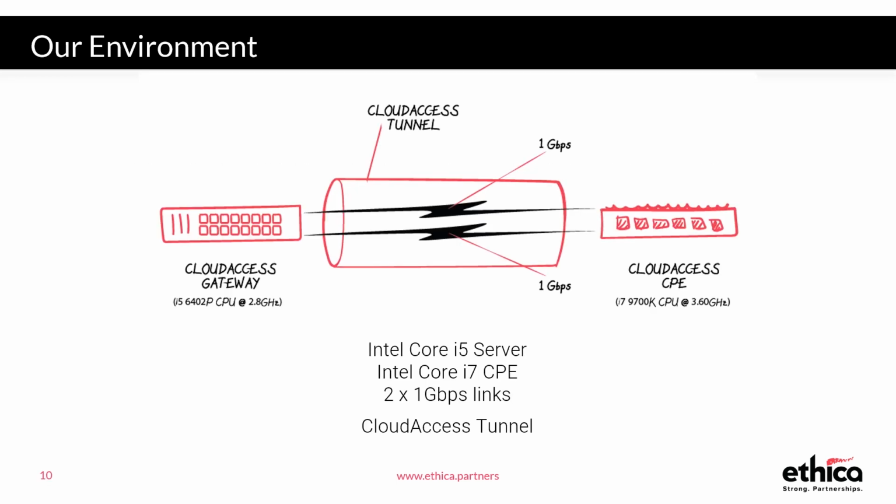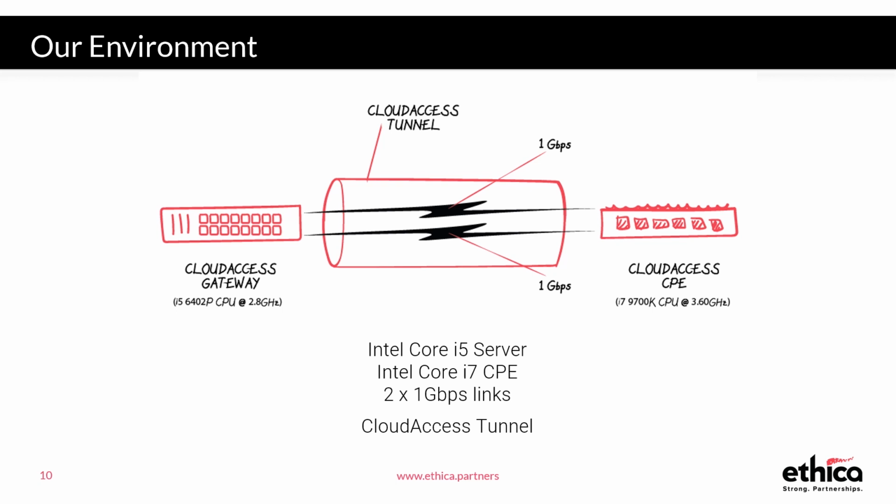Here's our environment. We've got our CloudAccess gateway on the left. That's the hub of the hub and spoke architecture that makes up CloudAccess. This would be hosted by the ISP, and on the right we've got our CloudAccess CPE. This again goes to the customer premise. We're running an i5 and i7 in this case, but we could probably run this demo on an i3 and show you the same results.